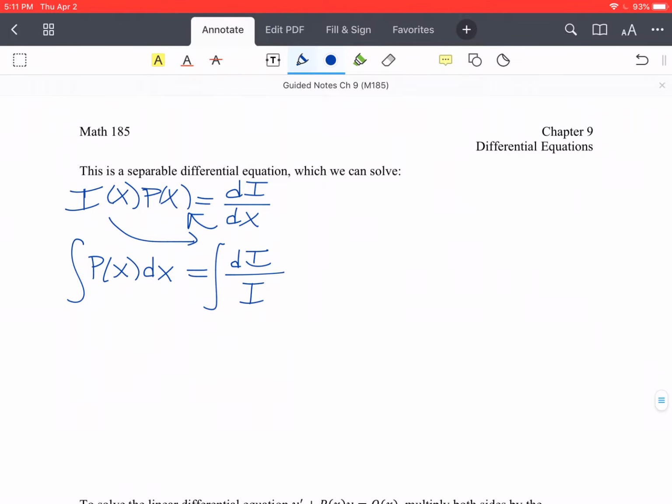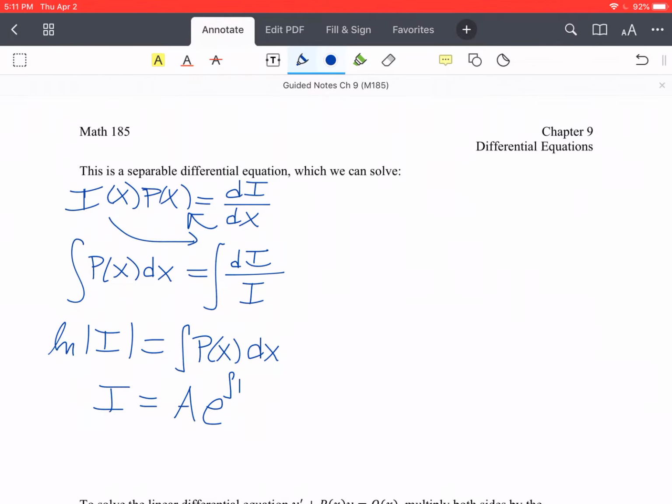So if I'm going to go ahead and just switch the order of these, make the I's come first. But the antiderivative of 1 over I, that's going to be ln of the absolute value of I equals the integral of p of x dx. And we just have to leave that because we don't know what p of x is. And then this gives us I equals a times e to the integral of p of x dx.